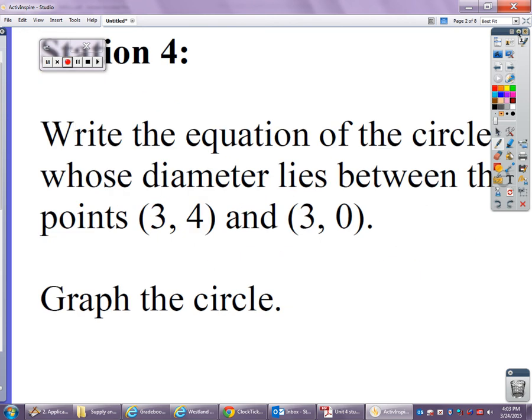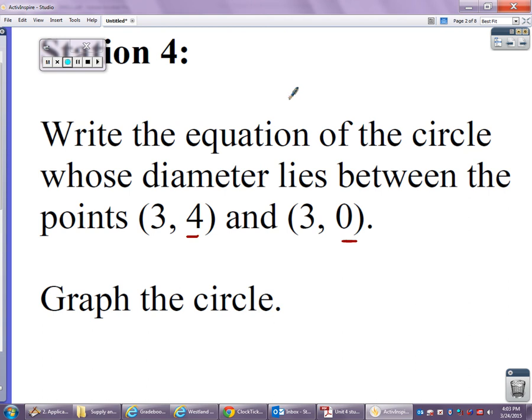It says write an equation of a circle whose diameter lies between these 2 points. Well, if the diameter lies between these points, and this is a circle, I would want to find the center of the circle first. Well, if I average 4 and 0 and I get an answer of 2, that means my center is going to be at 3, 2. If this is the diameter and it goes from 4 to 0, that means the diameter is 4, which means the radius would have to be half of that, which is 2.